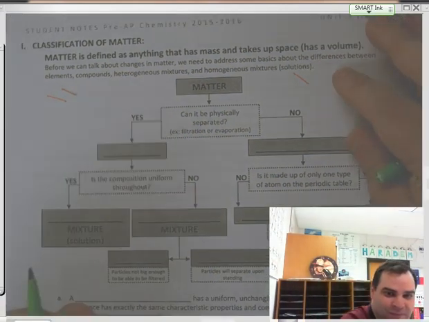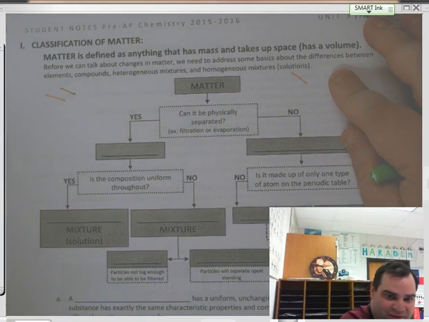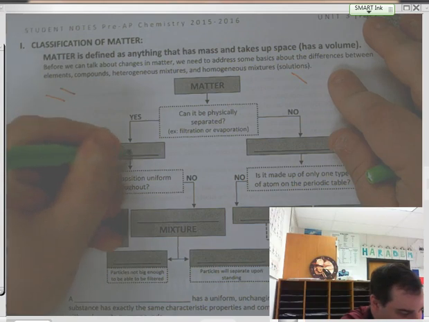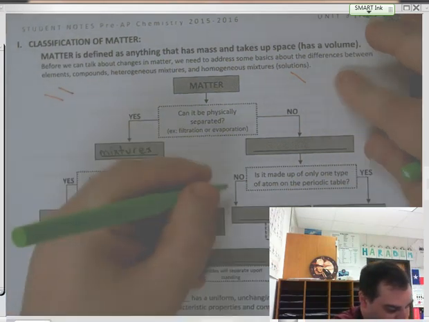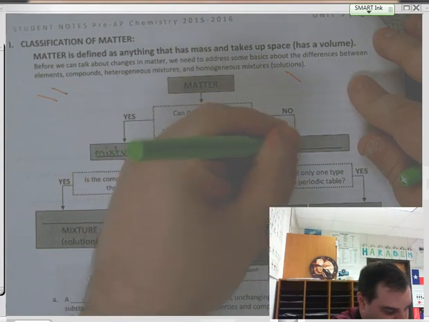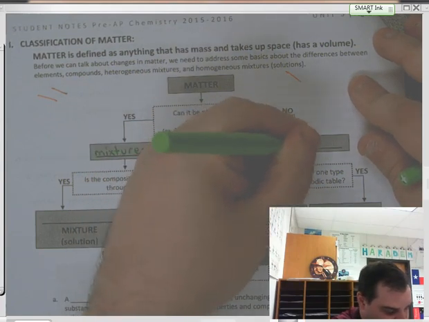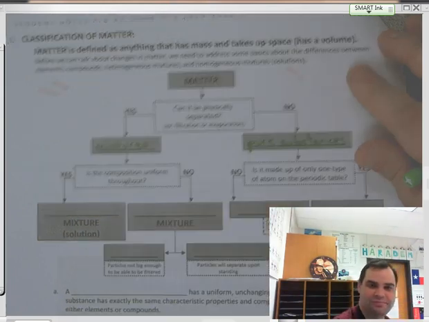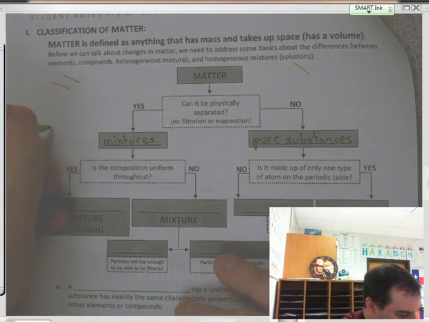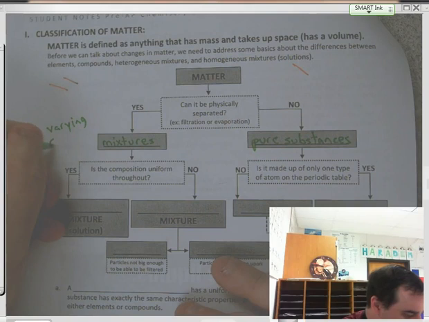Anyways, matter. It can be physically separated. There are two different types. There are mixtures, and there are pure substances. Mixtures have a varying composition.